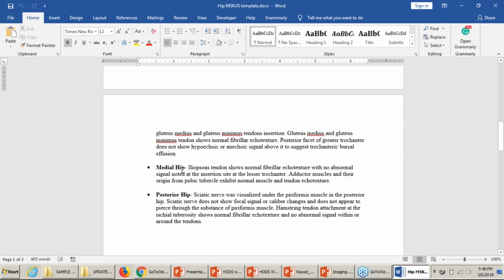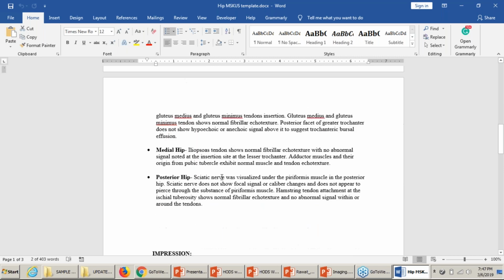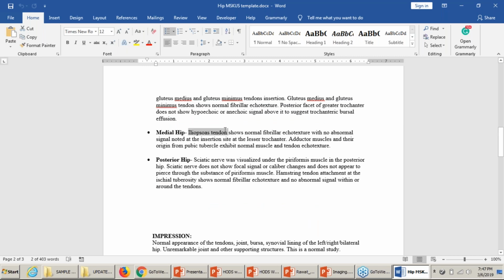So you will see iliopsoas is mentioned in the medial hip, and you will also see iliopsoas mentioned here at the anterior hip. Yeah, here, overlying iliopsoas muscle and tendon. So I have muscle and tendon unit mentioned here, and I have iliopsoas tendon mentioned under the medial hip, and that's because we don't really look at the bony, the insertional fibers or the distal aspect of the tendon on the anterior aspect. We look at the muscle tendon junction at that level, or some tendon and some muscle tissue. So if you have to examine the tendon, you have to go a little bit more distal.